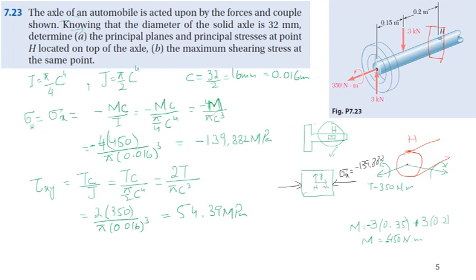We have a shear stress like this, because we are taking a section over here, and due to shearing torsion, the shear stress direction will be like this. Okay, and that will be equal to tau xy is equal to 54.39 megapascal, and sigma y will be 0 because there is no stress force in this direction. So now we find the state of stress at point H.